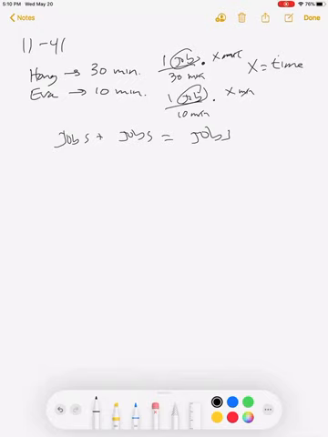Well, we already have Hong's, so his is 1 over 30 times X. That's how much job Hong does. And then Eva does 1 over 10 times X. And together, and this is the key, they do one job. So the fractions of the job are going to add up to be one whole.